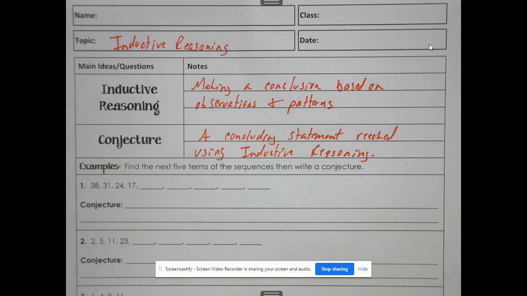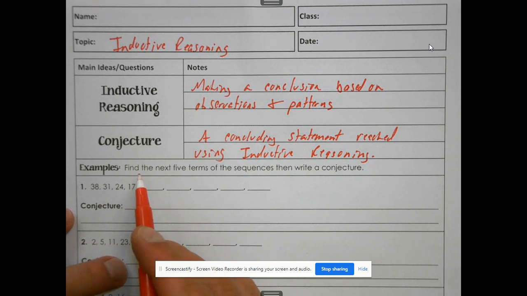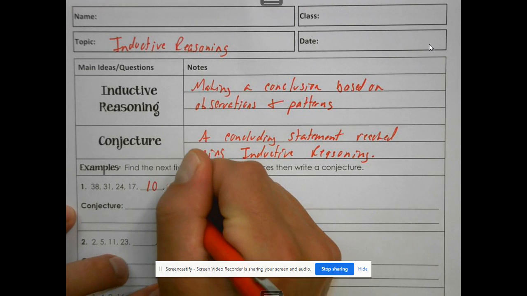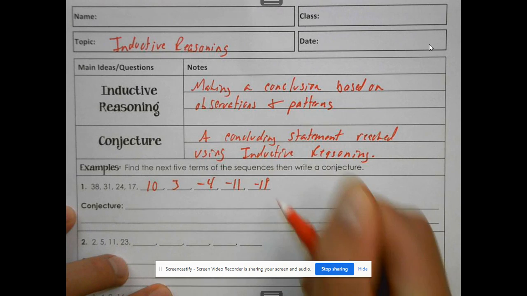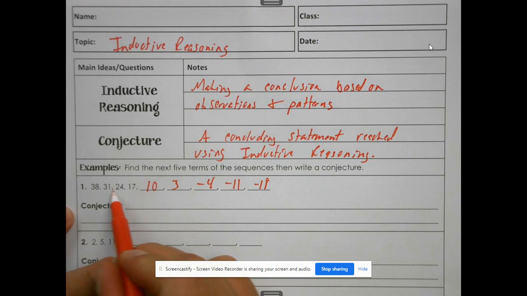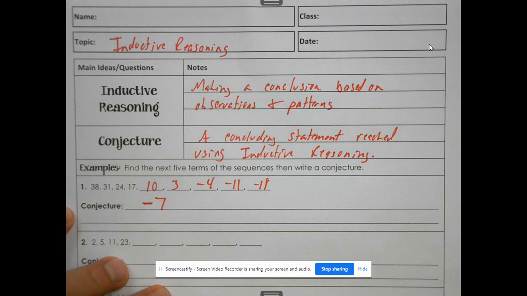All right, so here's our job. It says find the next 5 terms of the sequences, then write a conjecture. So conjecture is basically how did you get the next term in the sequence. So we check us out, 38, 31, 24, 17. They're basically just subtracting 7 from each of the terms. So I'm going to write in the answers for you. Subtract 7, and so forth. So my conjecture, how did I get this pattern? I just simply subtracted 7 each time.